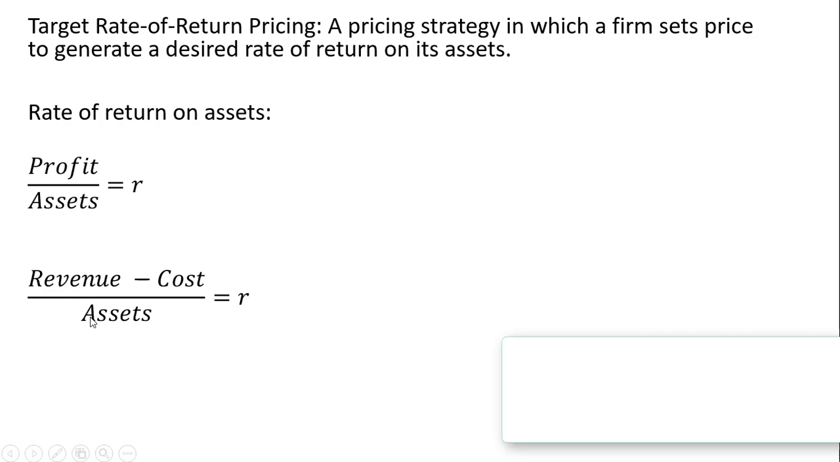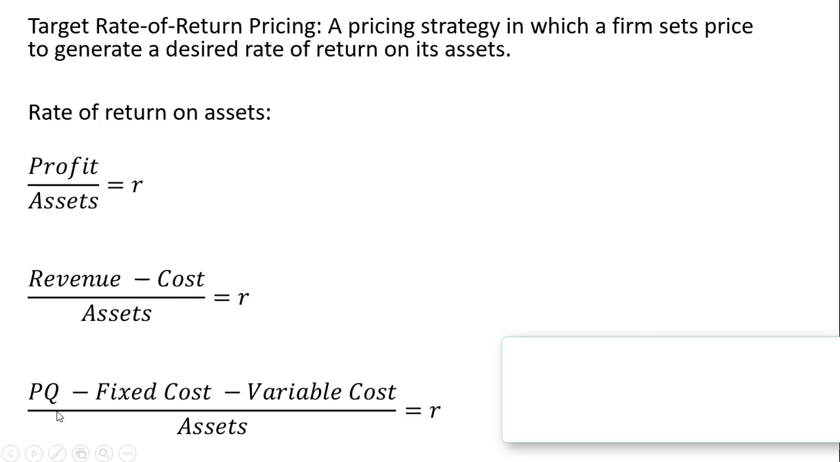rate of return. Profit is revenue minus cost, where revenue is price of the product times the quantity sold, and we can decompose costs into a fixed cost component and a variable cost component. So revenue minus fixed cost minus variable cost represents profit in the numerator. And again, just note revenue is just price times quantity, which I'm going to abbreviate as P times Q.